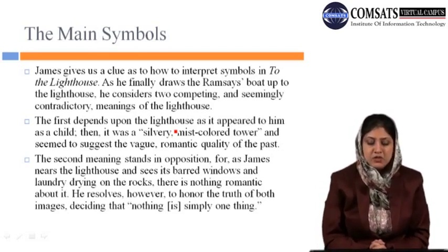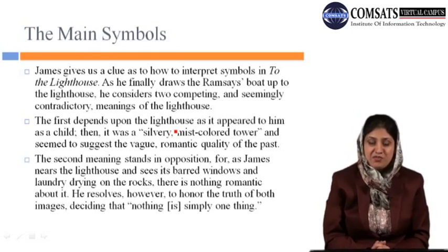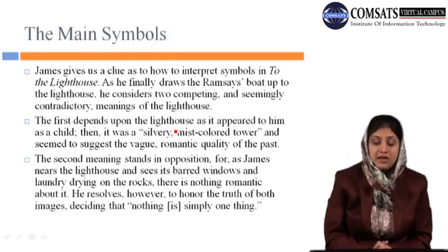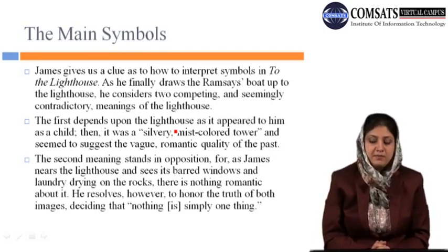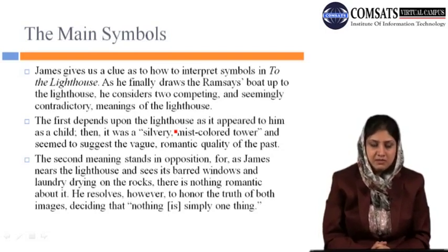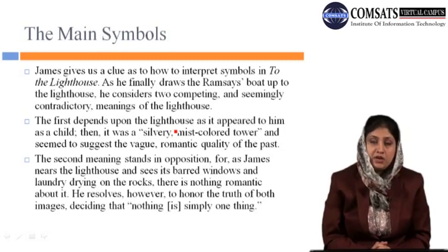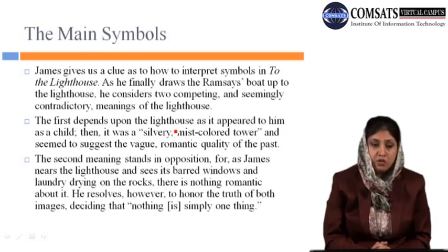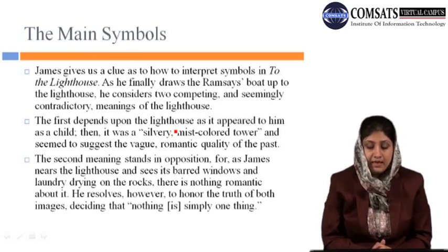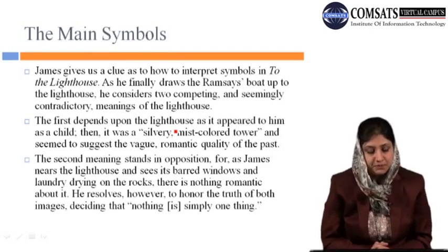Secondly, it was a silvery, mist-colored tower and seemed to suggest the vague romantic quality of the past. Here the lighthouse stands as a vague memory of the past, because when you think about your past, after some time you cannot recall all the details, and the minute details skip away. What you are able to recall are the highlights, the things most prominent in your memory. And here, the lighthouse is symbolizing the memories of the past.